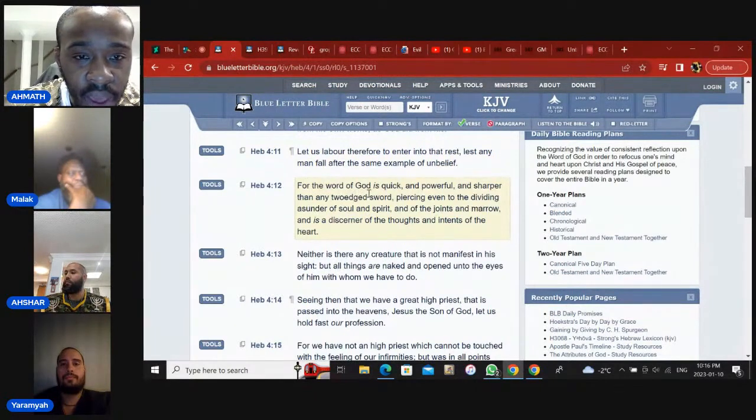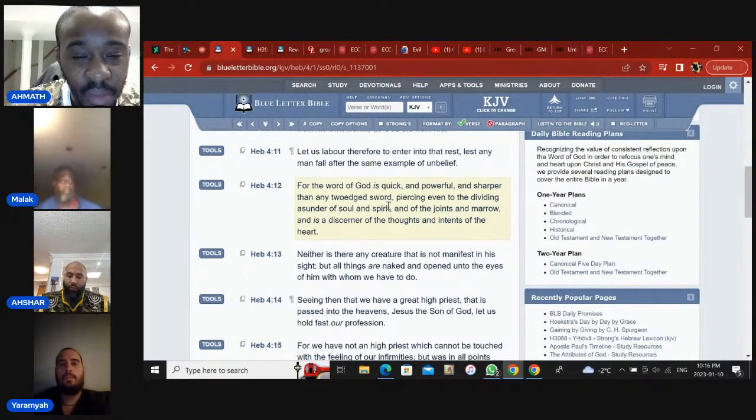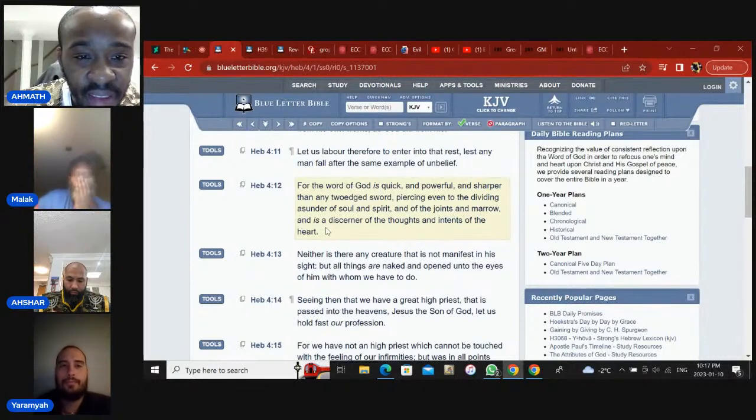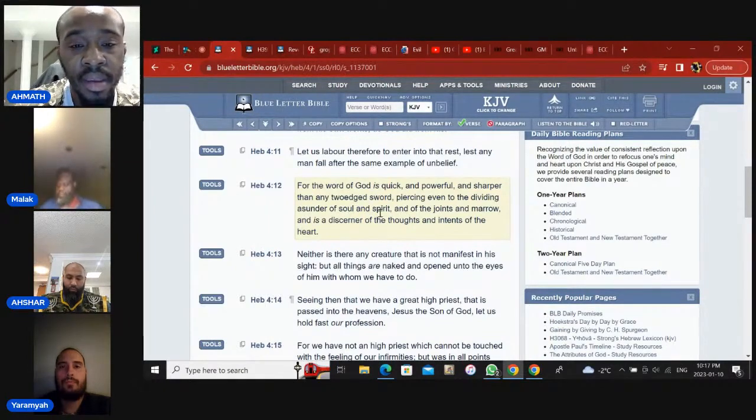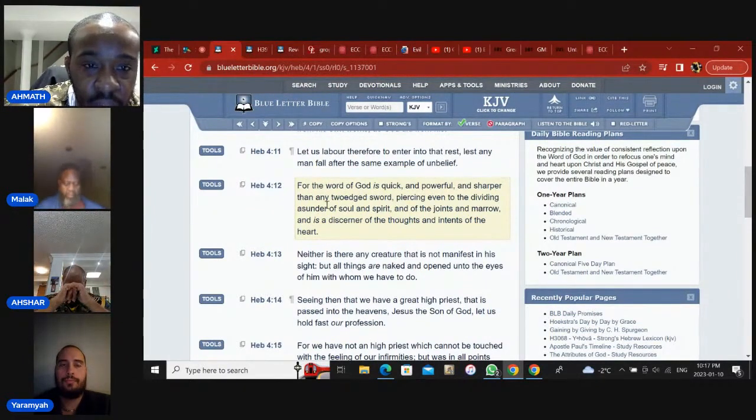For the word of Yahweh is quick and powerful and sharper than any two-edged sword, piercing even to the dividing asunder of the soul and the spirit. And this happens when we speak in English, man. Imagine if we were breaking down all these scriptures in Hebrew. And of the joints and the marrow, and is a discerner of the thoughts and intents of the heart. I brought this out because this happens to demons as well. When you curse demons out in the Hebrew, this happens. When you pray for the blessing of your food in Hebrew, it has more power. That's the Lord's word as well. It's written in Hebrew.